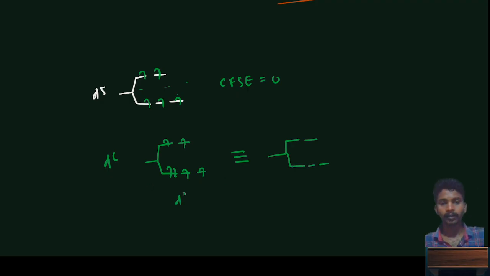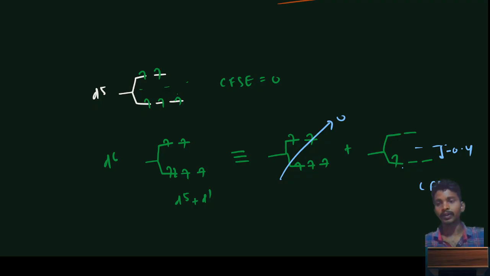This is the summation of D5 plus D1. That is, I can write here 1 2 3 4 5 and this one. So this is always 0, only this. So downside, how much are we multiplying by? Minus 0.4. So CFSE is minus 0.4 delta naught. Likewise, we can calculate the CFSE in a quick manner.